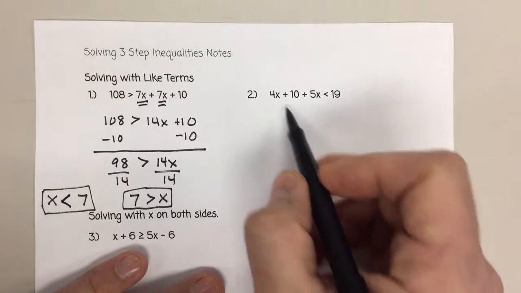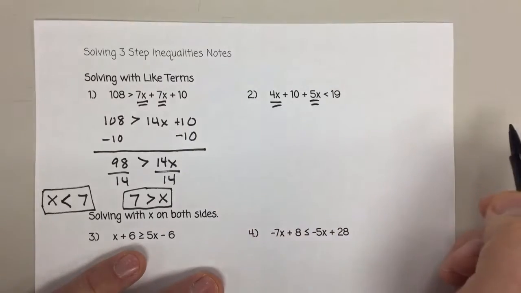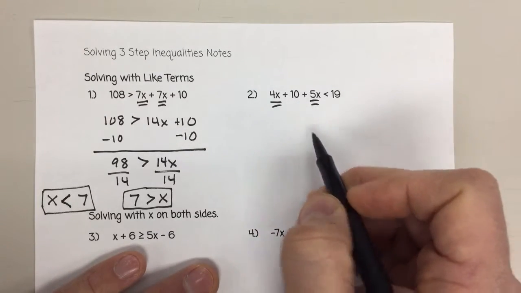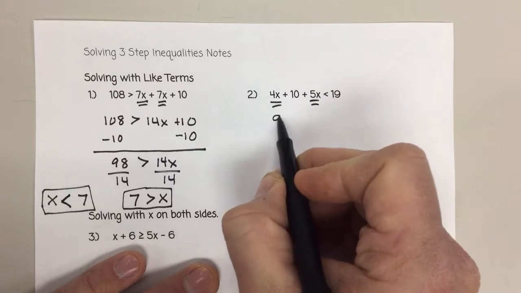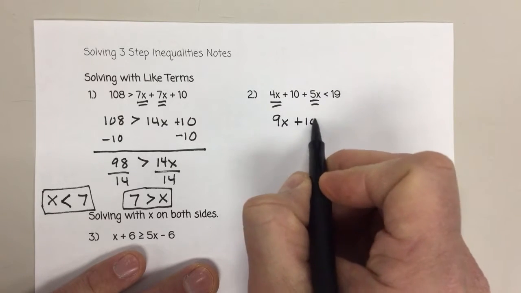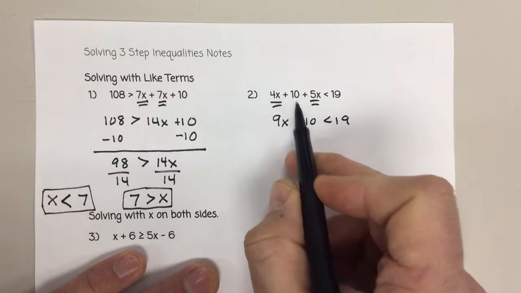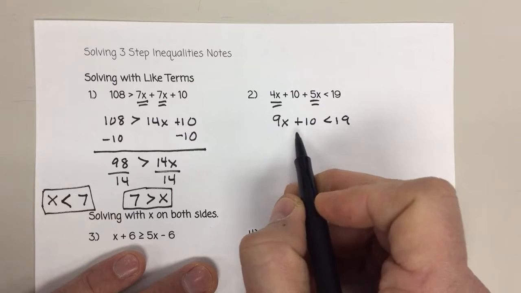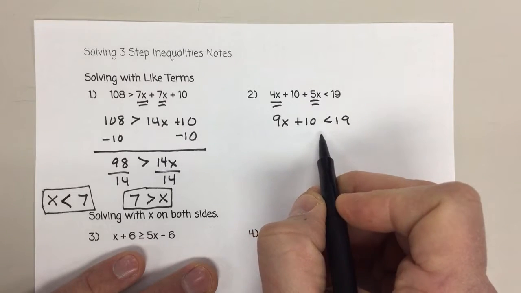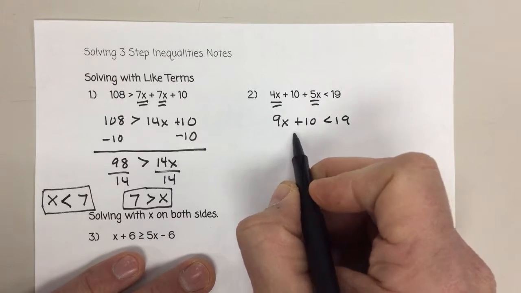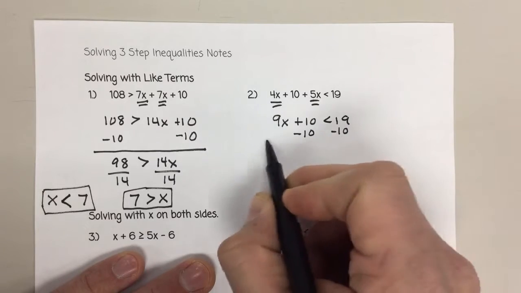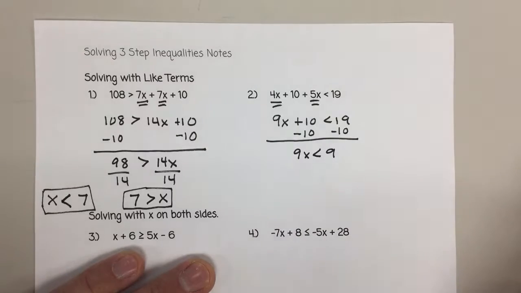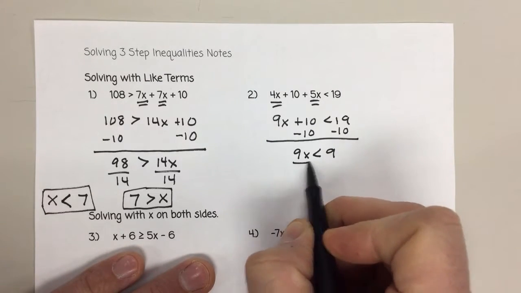For example 2, I have 4x and 5x on the same side of the inequality. I can add them together since they are like terms. 4x plus 5x is 9x. I keep the 10 and I keep the 19. Now I simply solve this for x. It has become a two-step equation. I would start by subtracting 10 from both sides, and then divide both sides by 9.